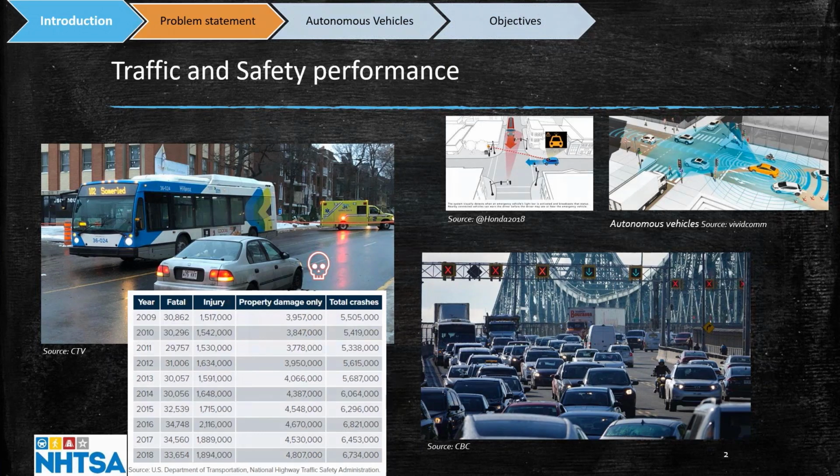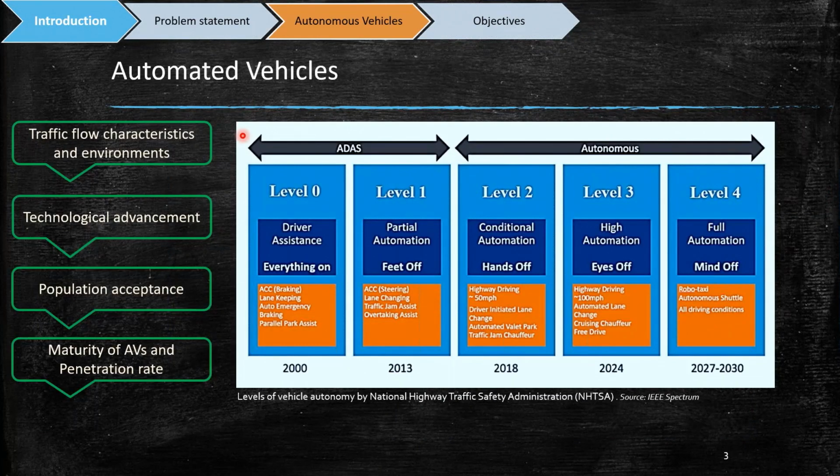In terms of using automated technology in vehicles, researchers focus on the traffic flow characteristics and the impact on the environment of this type of technology. There is some technology advancement for automated vehicles, like ADAS or others, that is out of this scope. The acceptance of people is an important issue that is correlated with the maturity of the AVs and penetration rate. So this is the target of our study.